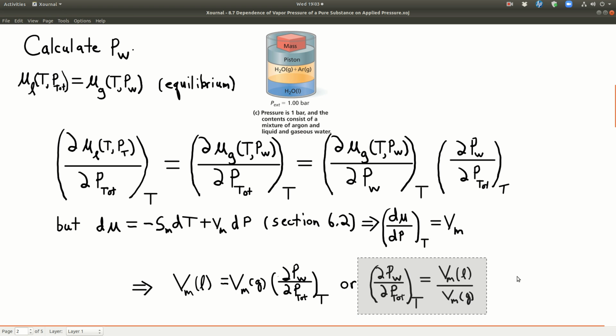So let's look at that. What does that tell us? It tells us how the partial pressure of the water above the liquid changes as the total pressure over the liquid changes. And it's equal to the molar volume of the liquid over the molar volume of the gas. Now we know that the molar volume of the liquid is a lot smaller than the molar volume of its gas. So this ratio is a small number, which tells us right from the get-go that it doesn't change much, but it does change some. It's not zero, right? So we're going to see how much it does change.